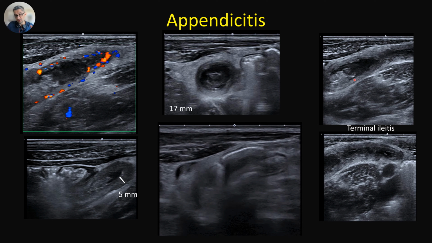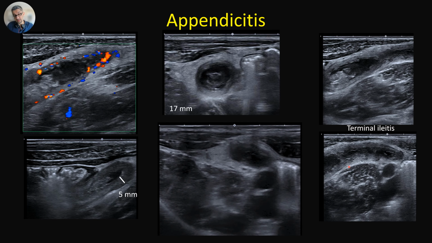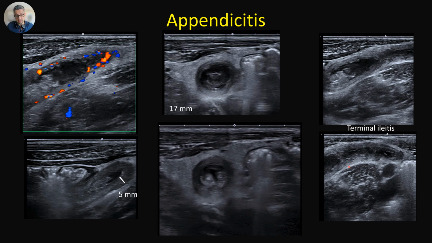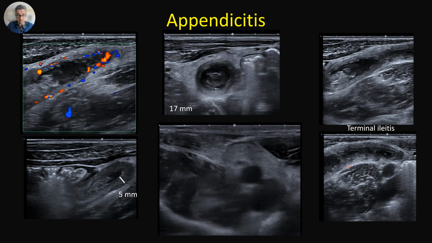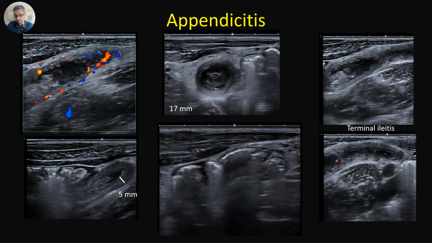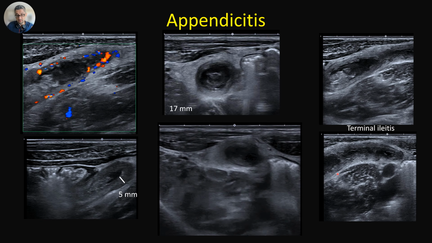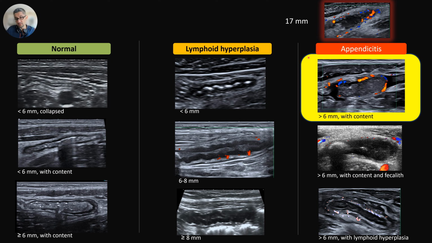Here in this case, you can see wall thickening. We thought this case could be perforated because when there is significant inflammation in the right lower quadrant, there is usually perforation, but at surgery there was no perforation, and these are just secondary inflammation. So this patient is falling into the first category: appendicitis over 6 millimeters with content.